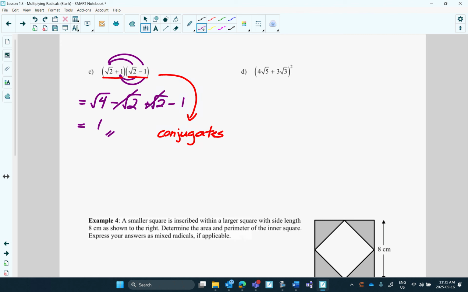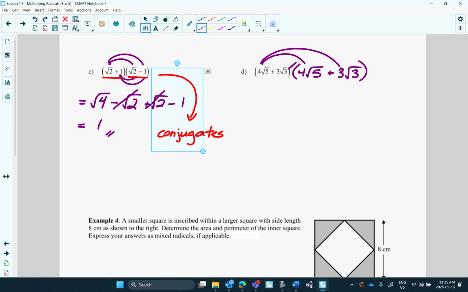What does it mean to square something? Times it by itself. Remember, it does not mean square this and square this. It means multiply by itself, parentheses and all, which means 4 multiplications.